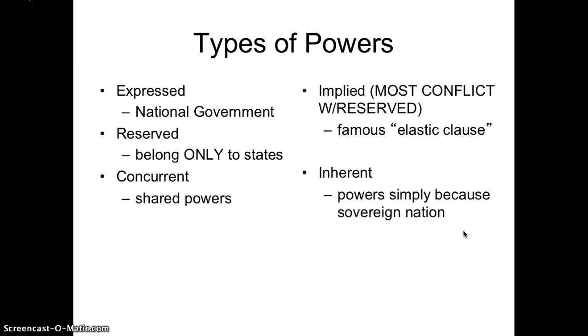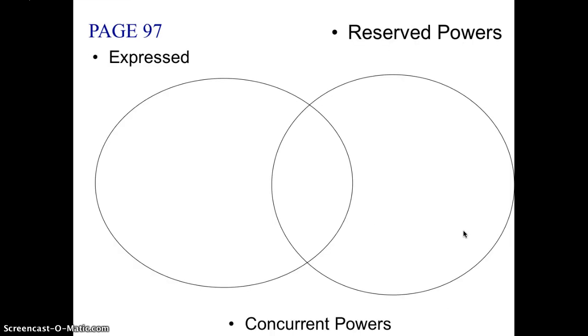Then there's the inherent powers. These are powers that the federal government has simply because they are a sovereign nation. In other words, there are just things that they're able to do, such as foreign policy powers, that they can carry out simply because they are their own governing body.